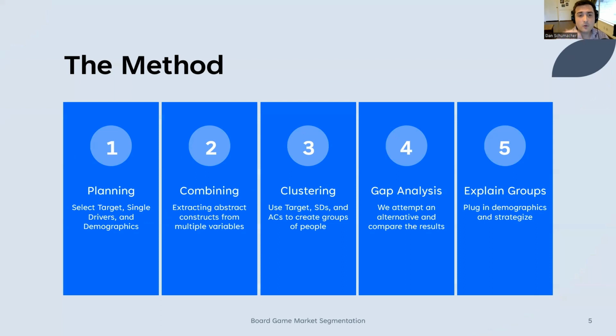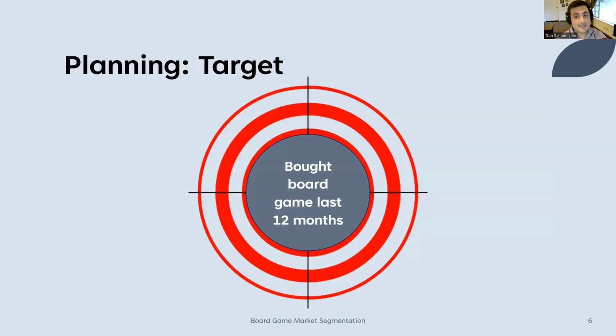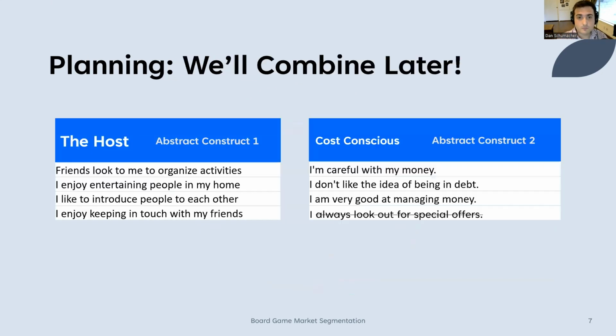Here's our method. We'll be doing a little bit of planning by selecting variables. We'll do combining to make abstract construct variables. We'll do some clustering. We'll do gap analysis and compare that to the clustering, and then we will explain our groups using our descriptor variables. So, as we said, our target variable is going to be whether or not the individual bought a board game in the last 12 months.